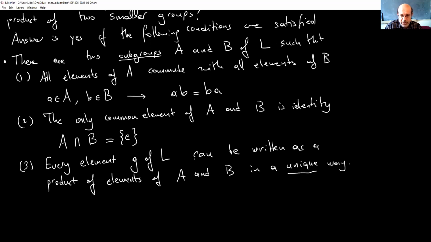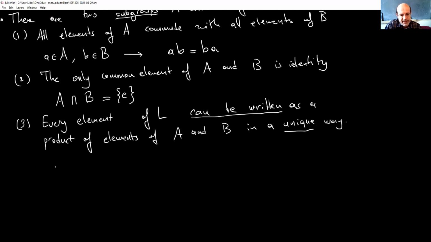So there are these two statements in here. The first one is it can be written. Let me write it down like that. I don't need to specify it like that. Sorry, I can erase this G in here. So every element of L can be written as a product of elements from A and B, and it can be written only in a unique way.